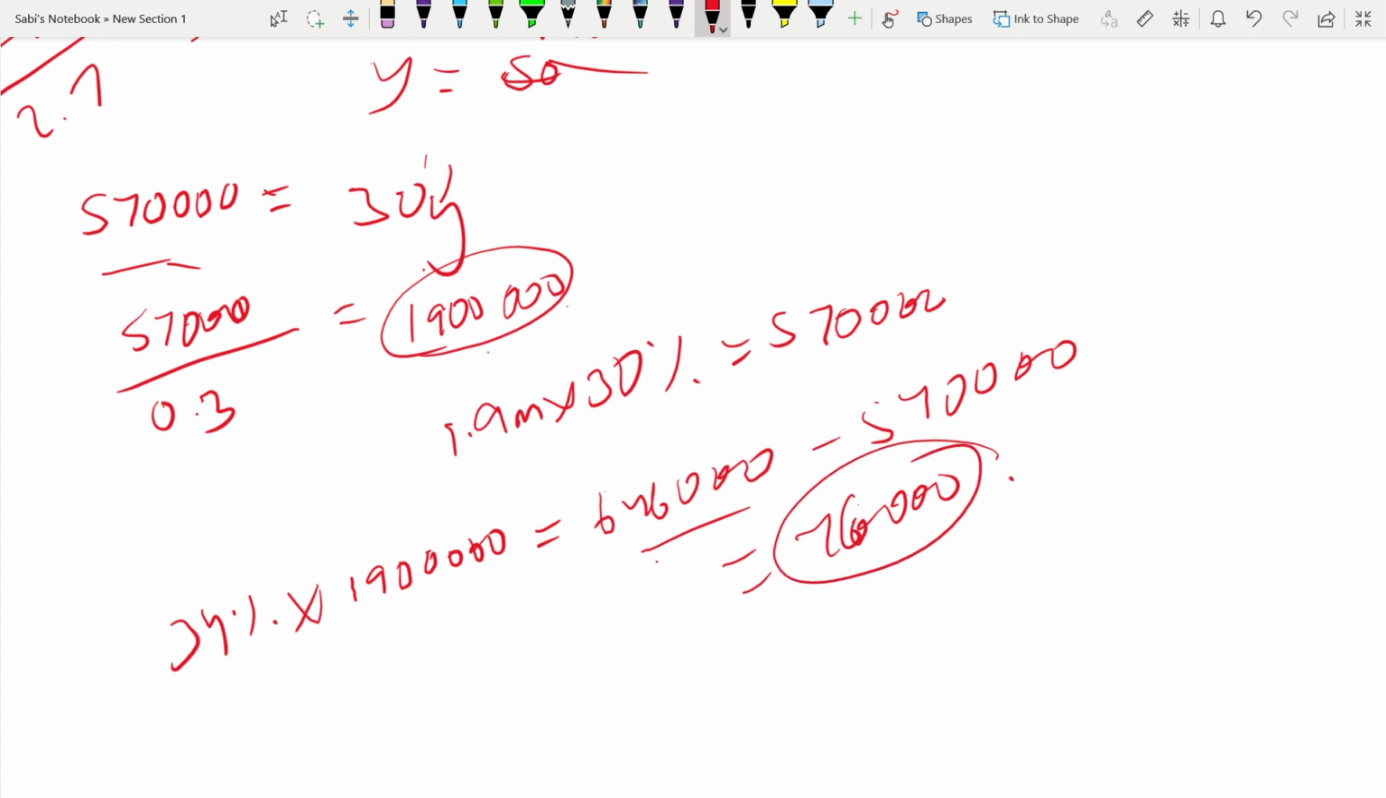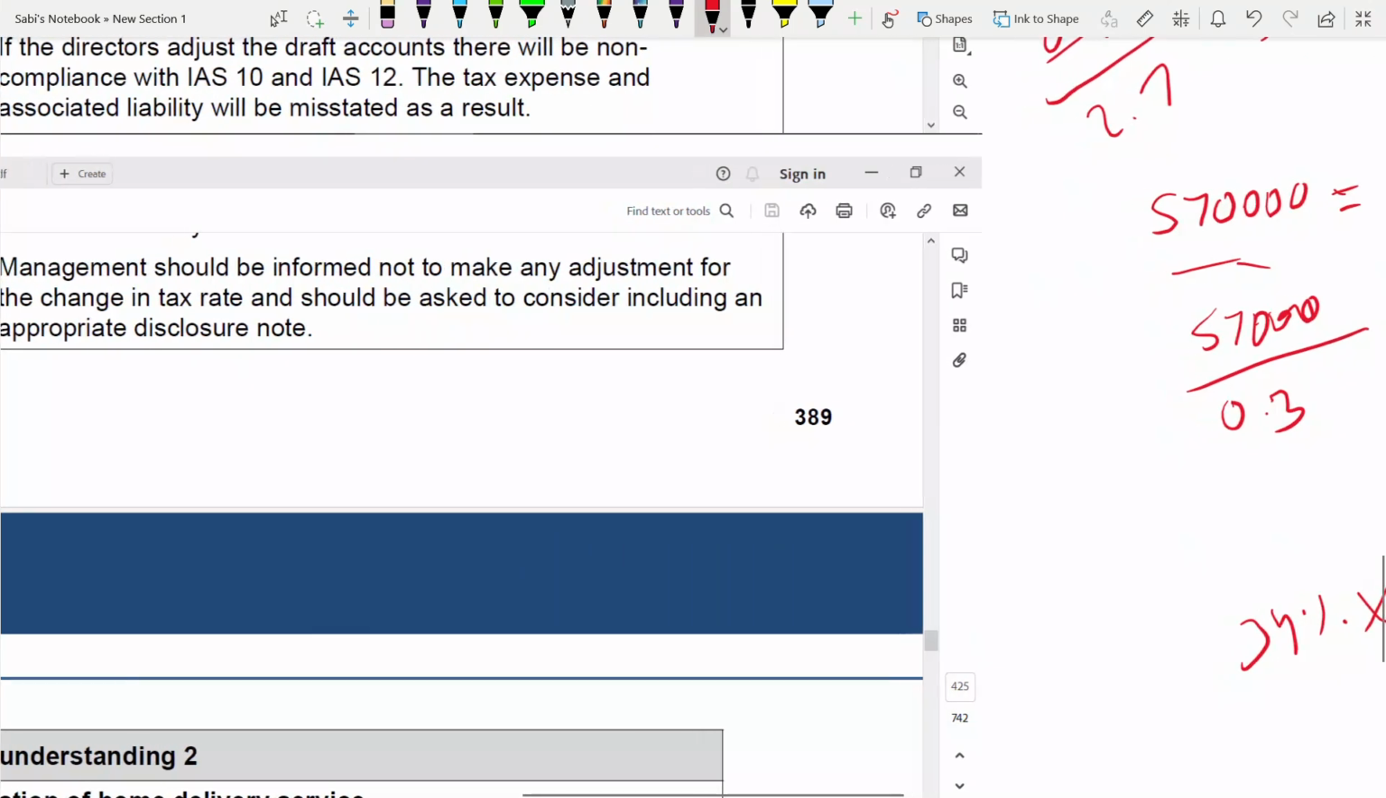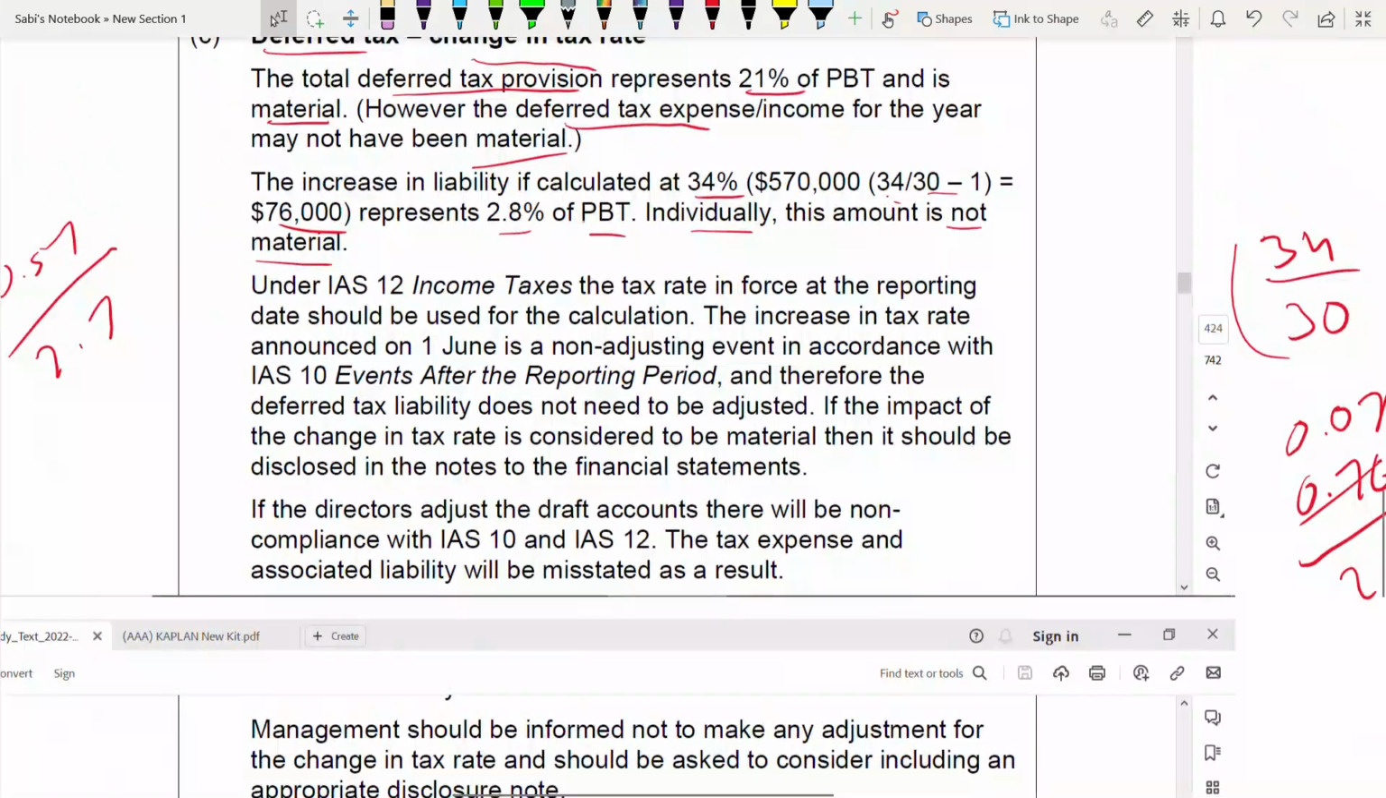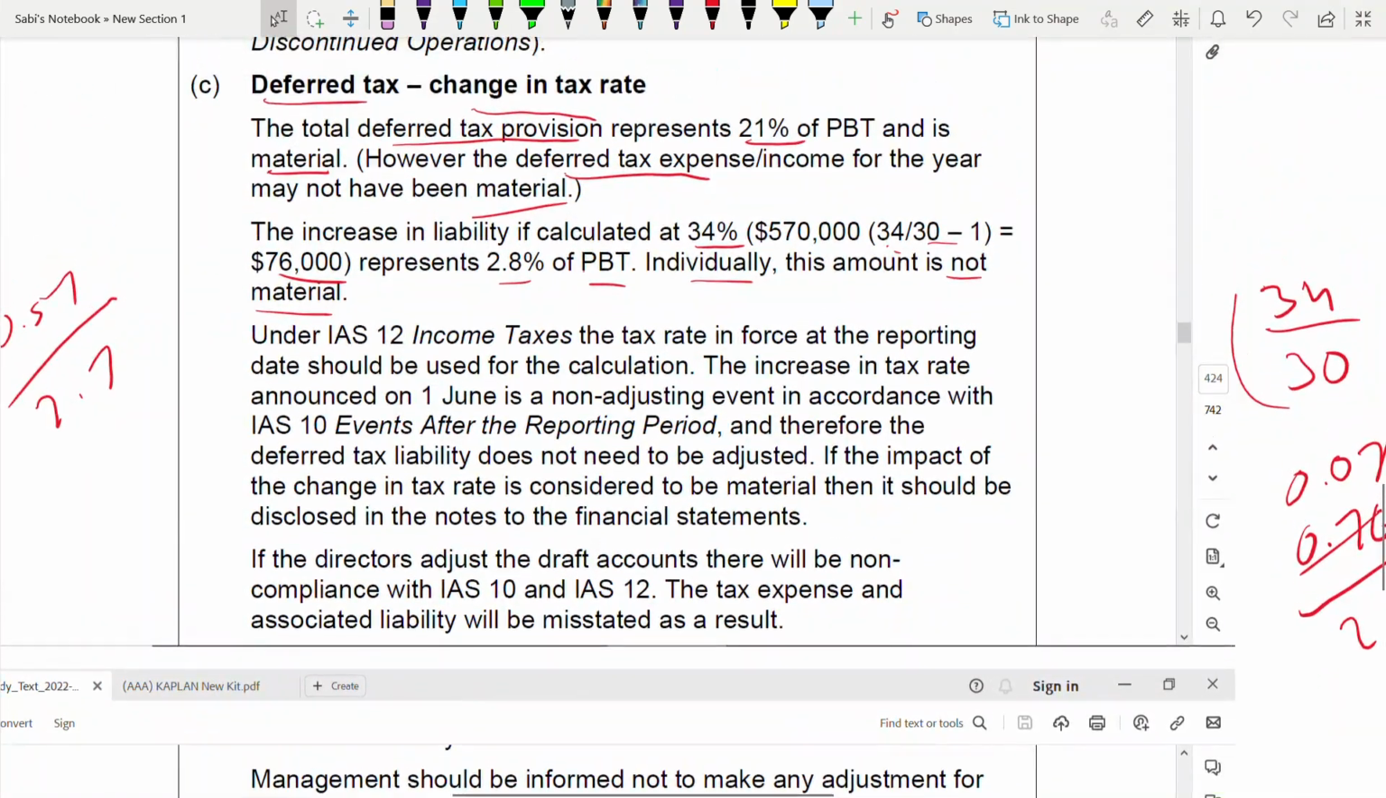I feel for me the second method is easier, but first method is more quick. Okay, shortcut. Anyway, so now two standards apply here. One is IAS 12, the other one is IAS 10. Okay, see, this is not material. If it's not material, you do not need adjusting. You only need to disclose according to IAS 10. Okay, do not need to adjust.